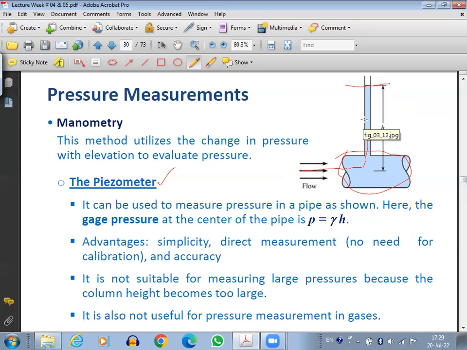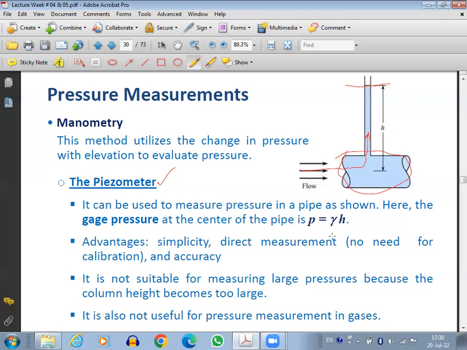The larger the pressure, the more height it will go within the piezometer tube. So piezometer is basically a simple tube, nothing else. You take a tube, that is a piezometer. You connect it to anywhere where you have the fluid flowing, some of the fluid will enter into the piezometer. And now you can just check what is the level of the fluid which enters into the piezometer. The level of the fluid in the piezometer is going to determine how much is the hydrostatic pressure inside the pipe. Okay.